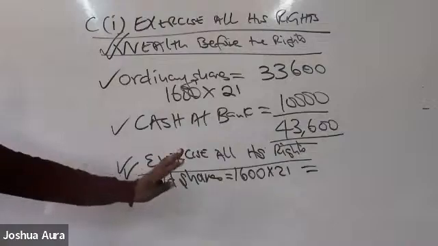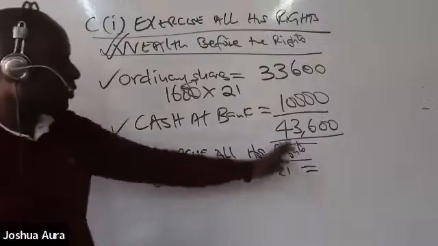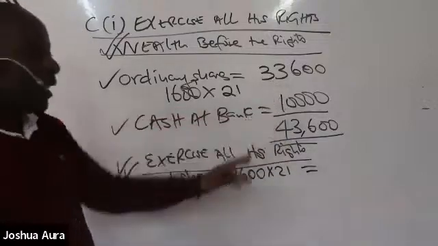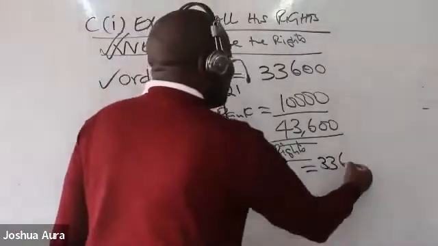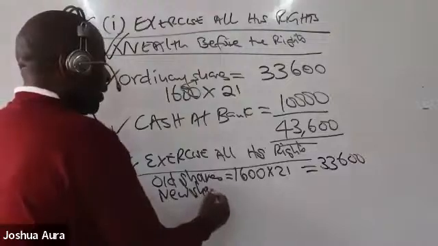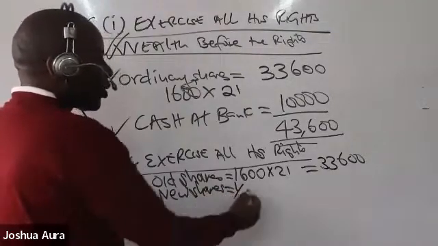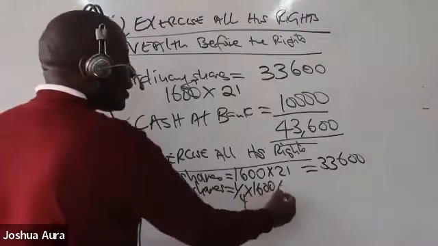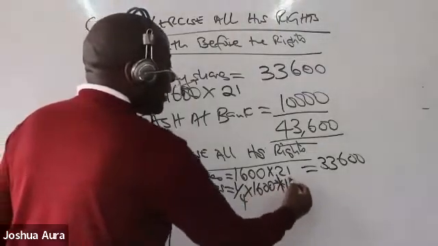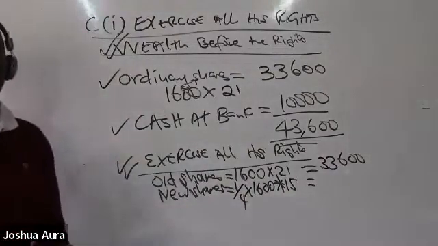Remember, ame-exercise rights, atabaki bado na zile zake za kitambo, alafu new shares hapa chini. So old shares, 1,600 times 21, gives me 33,600, isn't it? But now remember, he's going to get new shares. The new shares are a quarter, so a quarter of 1,600. And he's buying them at 15.